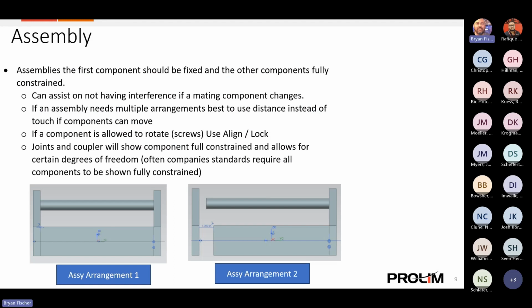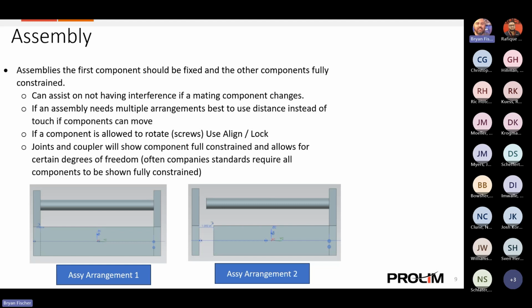Now let's talk about structure with an assembly and how it is important to have components fully constrained. This can assist in not having interference if a mate and component changes. So if I'm in an assembly and it needs multiple arrangements, I would also use a distance instead of touch. If a component is allowed to rotate, like screws, use our line lock there. What that does is show it as being fully constrained because it locks it in that position. So it's only one constraint versus having to put a couple different constraints.